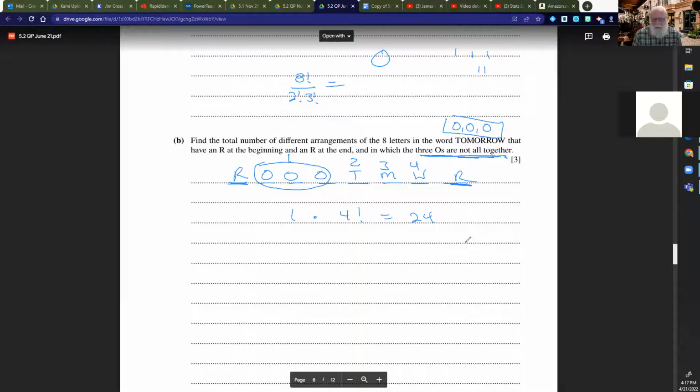Now what I need to figure out is how many ways these 6 things could be arranged just in general. 1, 2, 3, 4, 5, 6, because again, there's R's at the beginning and R's at the end. So how many ways can I arrange O, O, O, T, M, W? 6 factorial, divided by 3 factorial. Now, what's 6 factorial divided by 3 factorial?